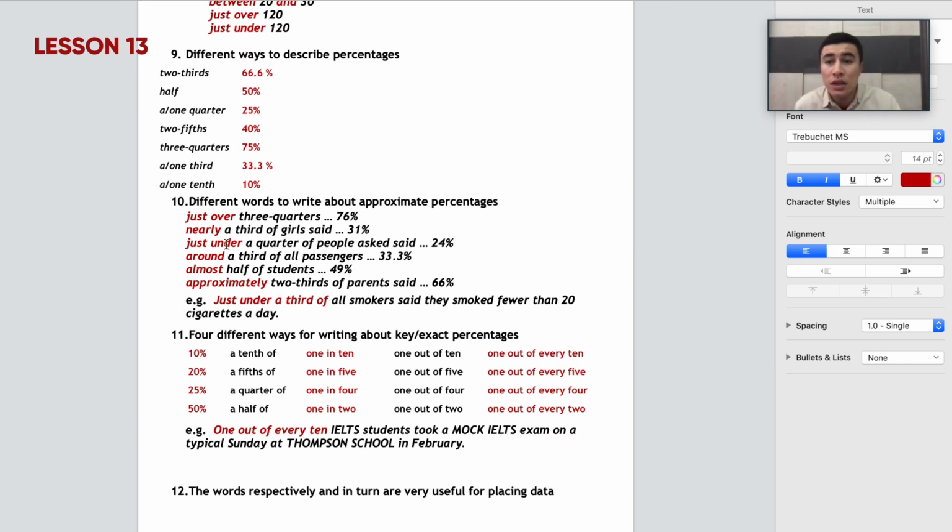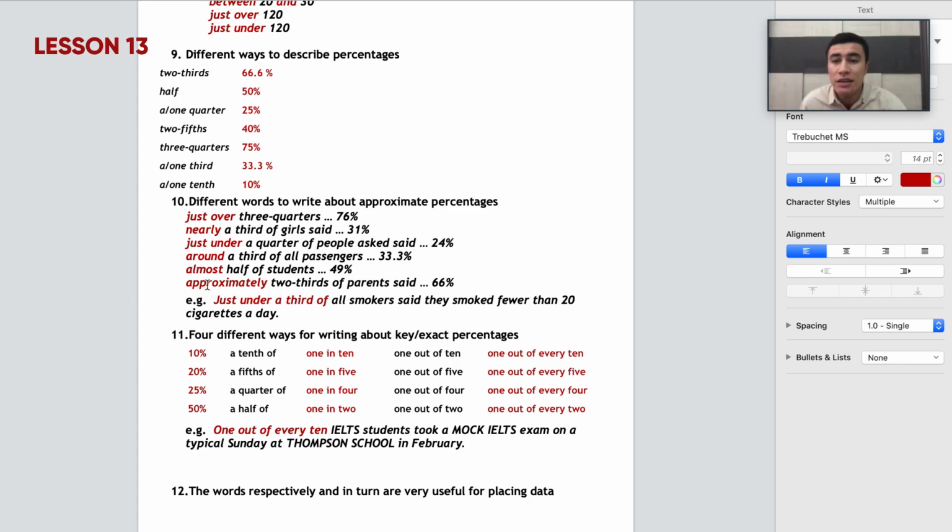And now, okay, so when you're again talking about numbers, you should sometimes approximate them. And of course, percentages as well here, and just over 3/4, this is something around 76%. Nearly a third of girls said 31. It can be something like 34 or 35 as well. Just under a quarter of people asked said, okay, 24, 23%. Around a third, almost half, approximately 2/3.